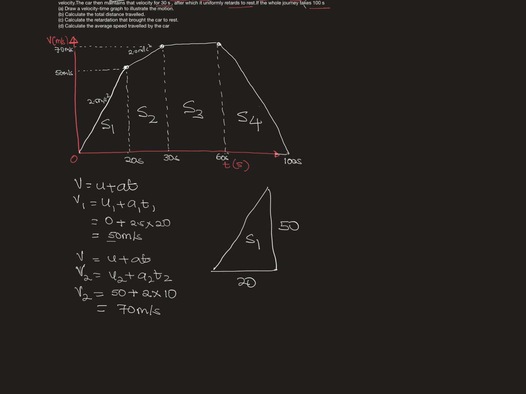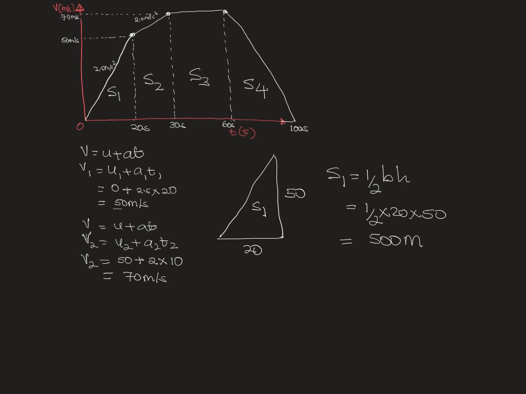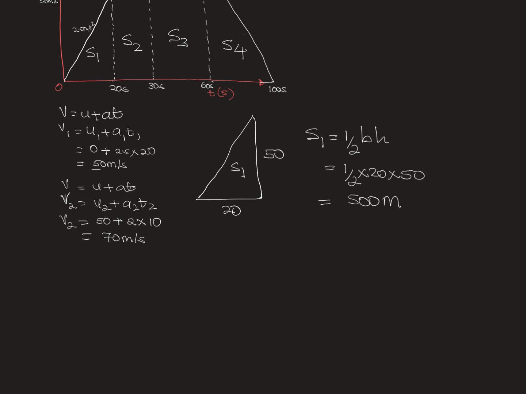So that's S1. What is the area of a triangle? The formula for the area of a triangle is half base times height. So what is the base? The base is 20, and what is the height? The height is 50. So that gives us 500 meters. So that is S1. We can move on to find S2.